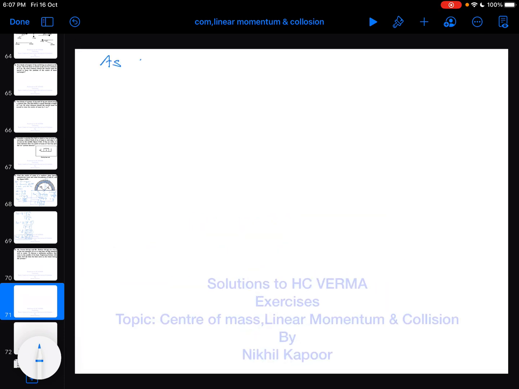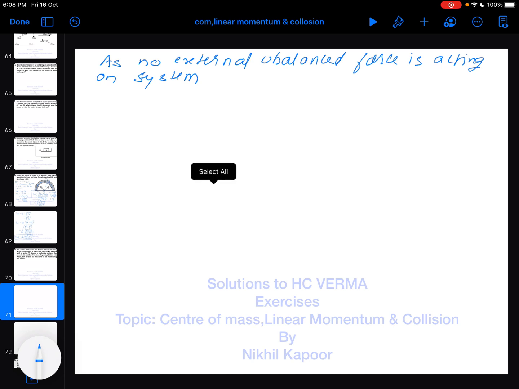As no external unbalanced force is acting on the system of boat plus Mr. Verma plus Mr. Mathur, the displacement of the center of mass would be 0, because initially the center of mass is at rest, so it will remain in a state of rest.